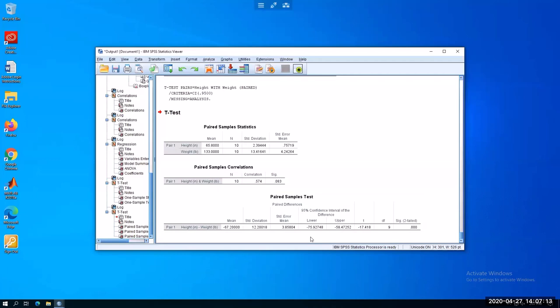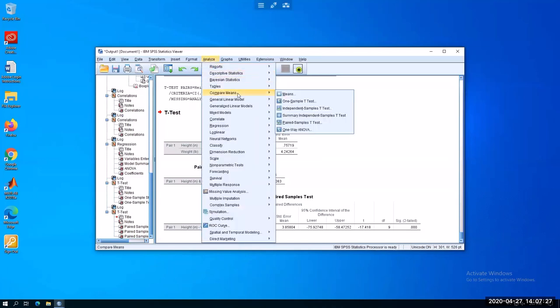Do you have questions so far? Oh, no, I just had a question, but I figured it out. When you pair, you have to select two variables, right? Yes. Height and weight. Pair one is the height and pair two is the weight.